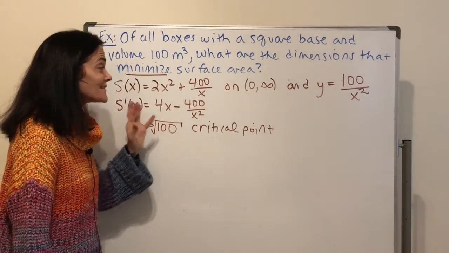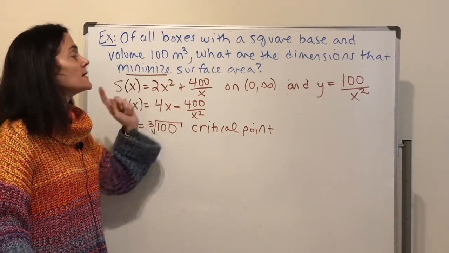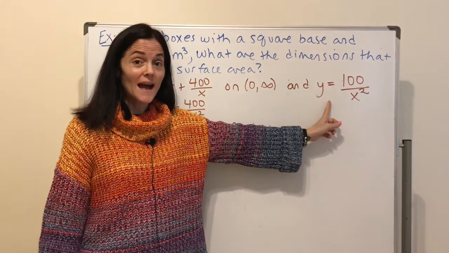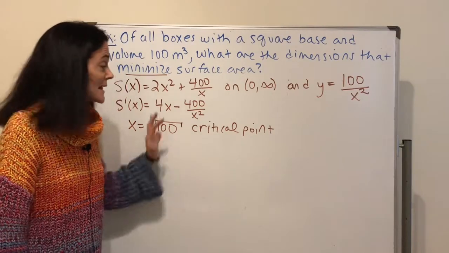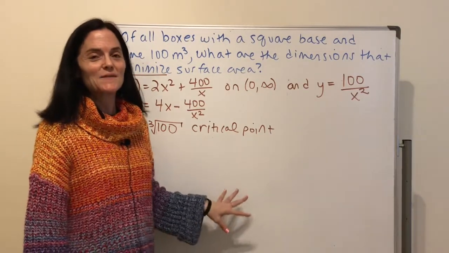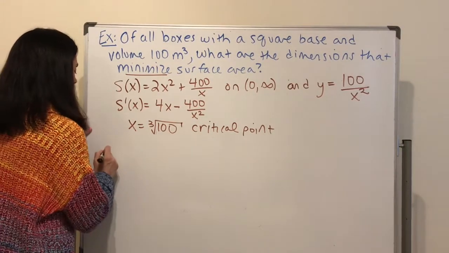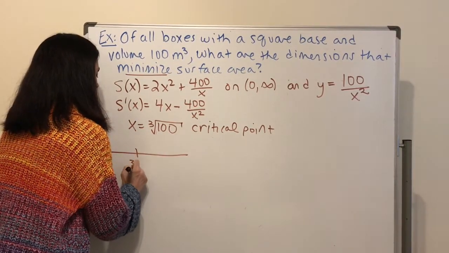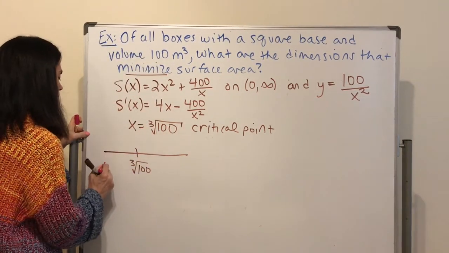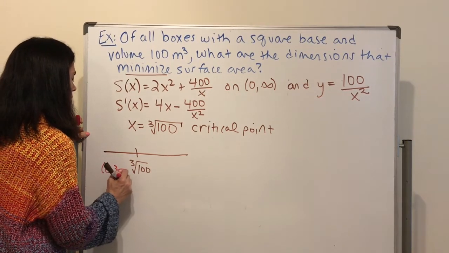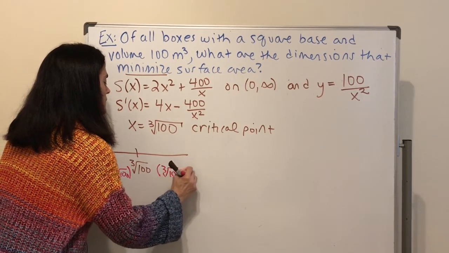I kept what I still need on the board. I kept my original function, s of x. I kept this relationship between y and x, then the derivative, and this one critical point we just found. And then I erased the rest of the work so I have space to continue. Well, let's use the first derivative test. Here is the cube root of 100, and then my intervals would be 0 to the cube root of 100 and cube root of 100 to infinity.